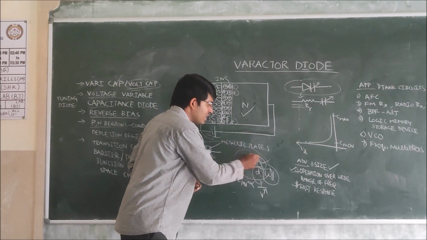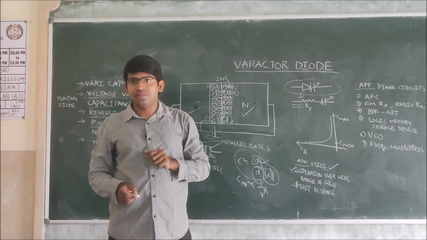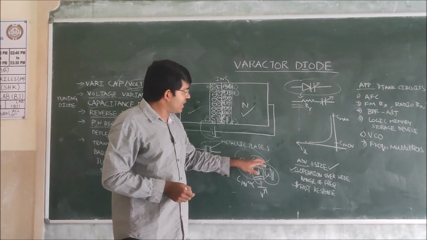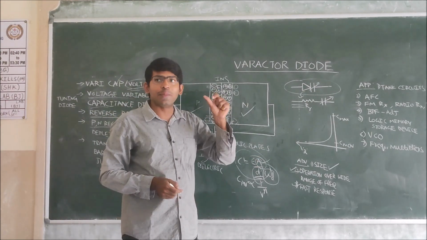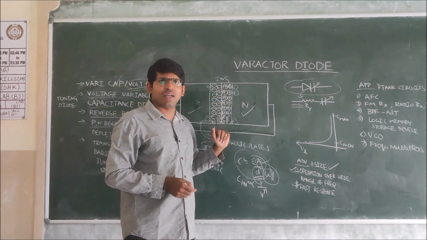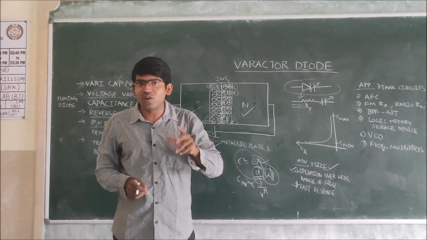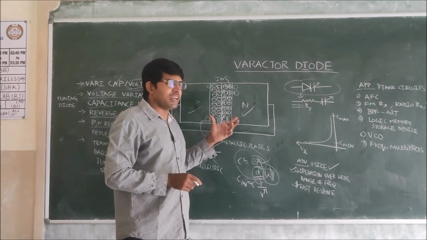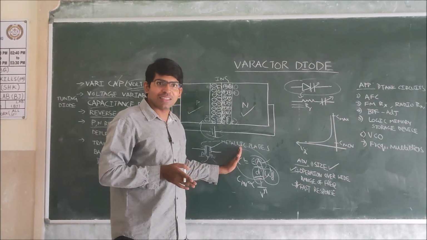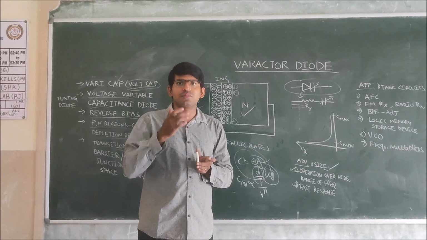And what is the area of the PN junction? D, distance between the plates. Here distance between the plates means depletion region width. How is the depletion region width being affected? Voltage. With the increment of the reverse voltage, depletion region width increases. When the depletion region width is increasing, the capacitance is decreasing.